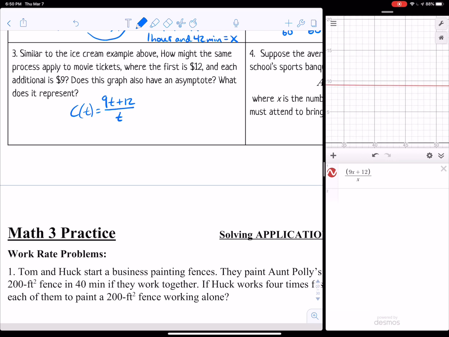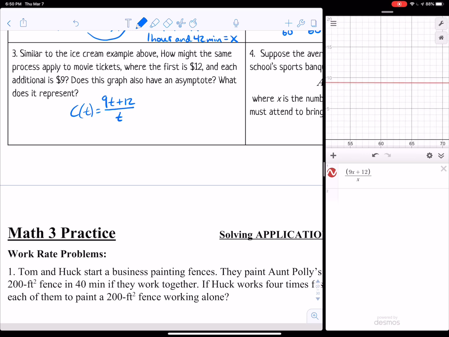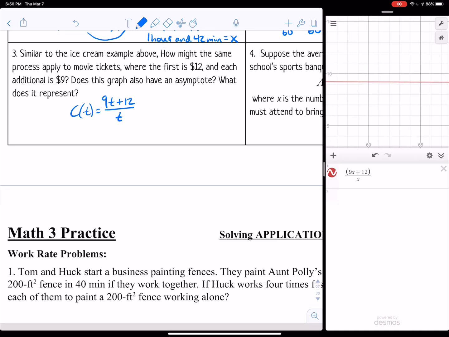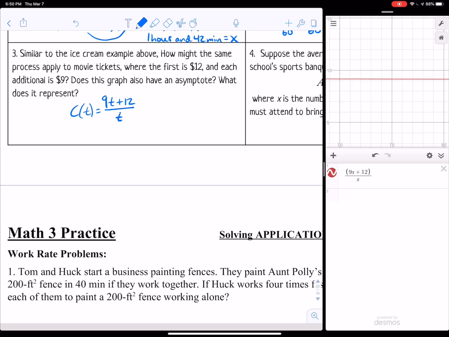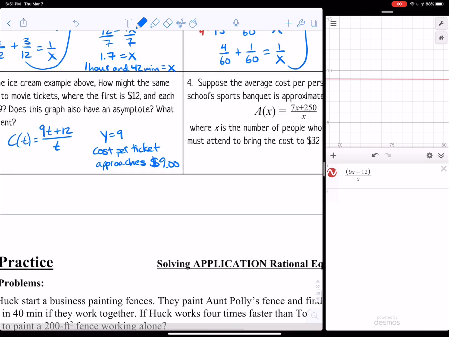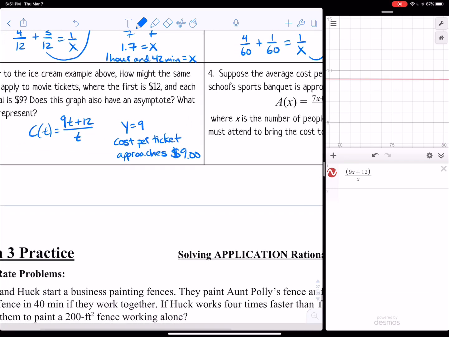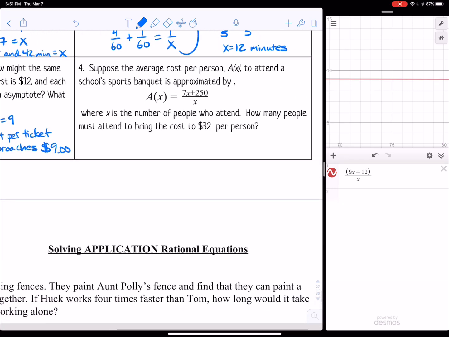But if we look over here on the positive part of our graph, we can see that it's approaching $9. See how it keeps staying right at 9? And so our asymptote would be at y equals 9, and that represents that the cost per ticket approaches $9. Because like I say, the $12 you spend initially gets broken up into all the people you have purchasing a ticket, so eventually it just becomes a very small amount. So your average cost per ticket would approach $9, that lesser amount.